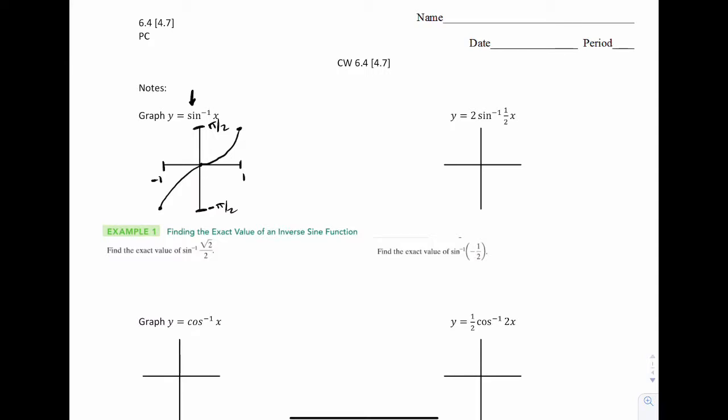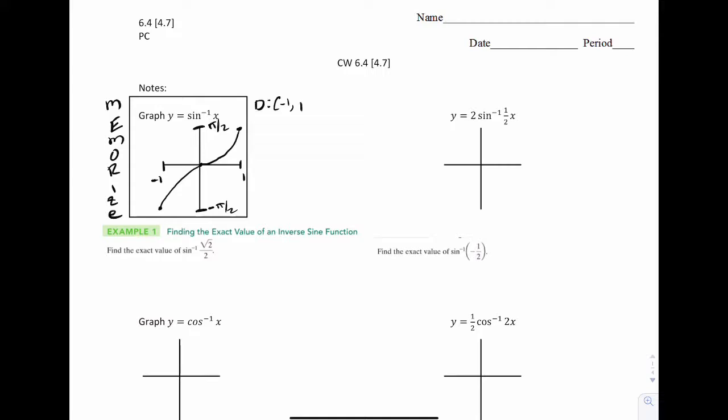So you're going to want to really make a note here, like really box this thing. This is something you're going to want to memorize. This is like a parent graph. If I ask you what is sine inverse x, you should be able to graph this from memory. The domain, as we can see, is -1 to 1. The range is -pi over 2 to pi over 2. Okay, so that's our basic graph.